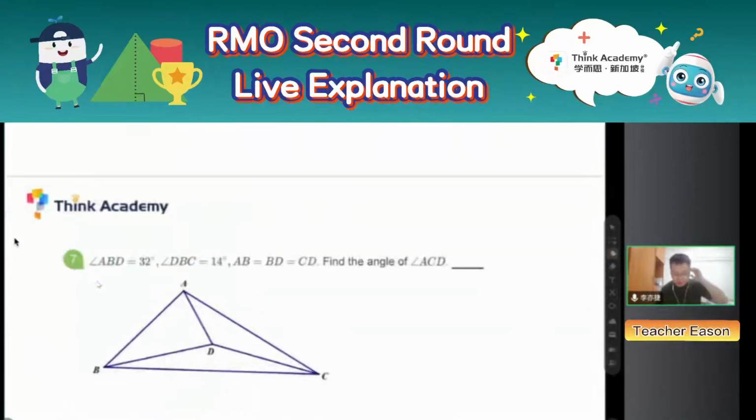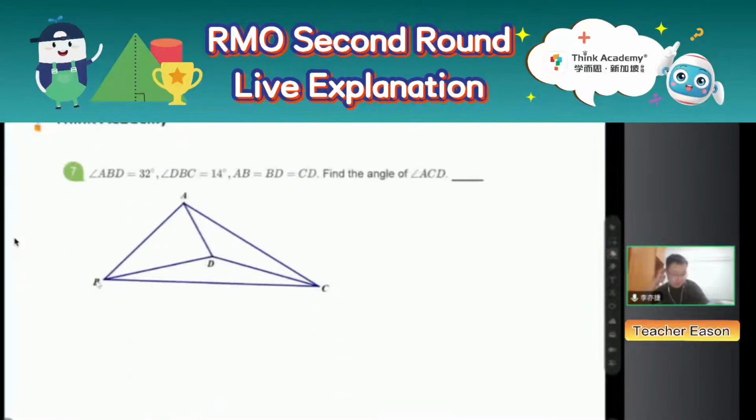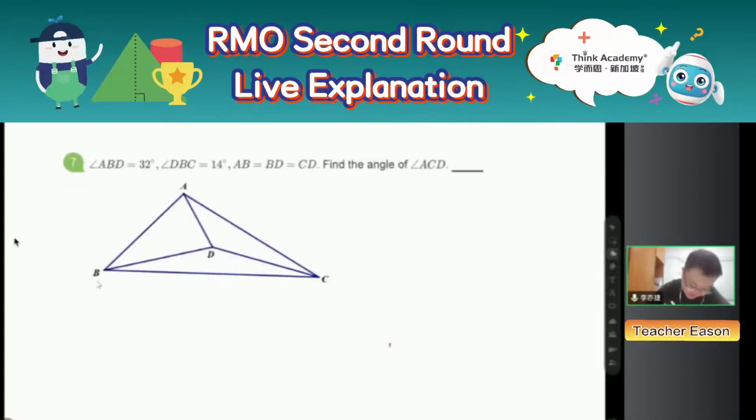Okay. Question 7. Angle calculation. 32 degrees, 14 degrees, AB equals BD equals CD. This is also 14 degrees, right? For this type of triangle, we obviously cannot use a normal way. It's impossible. If you are using the simplest way, you can use sine and cosine, using the sine law. I think using the sine law is okay.